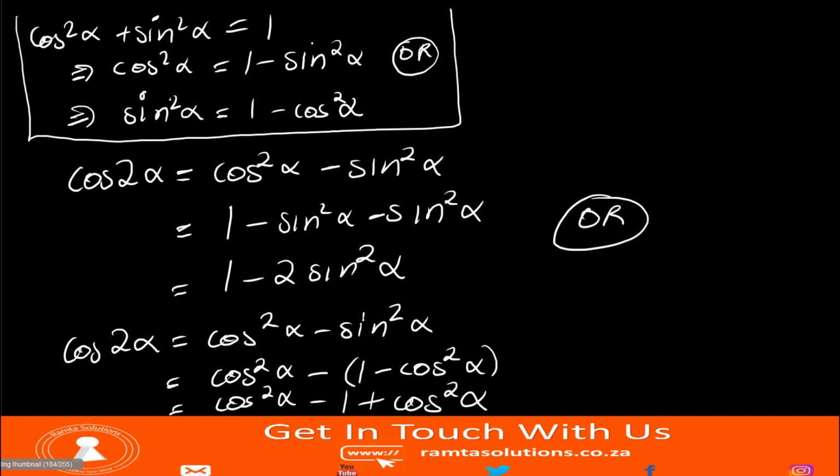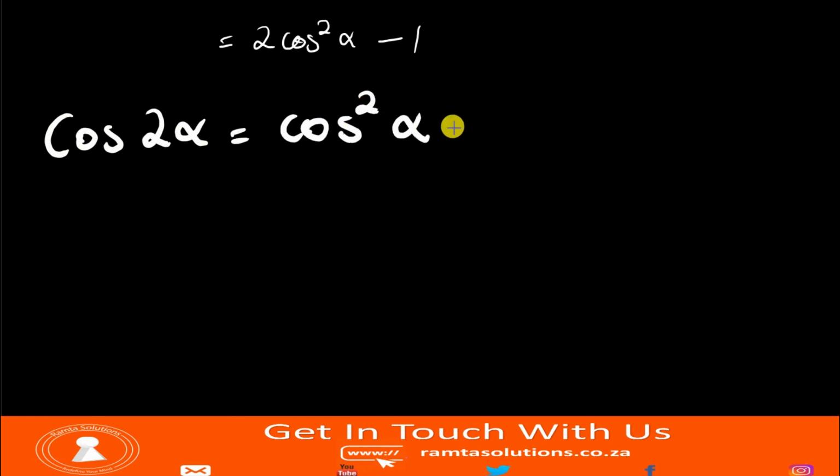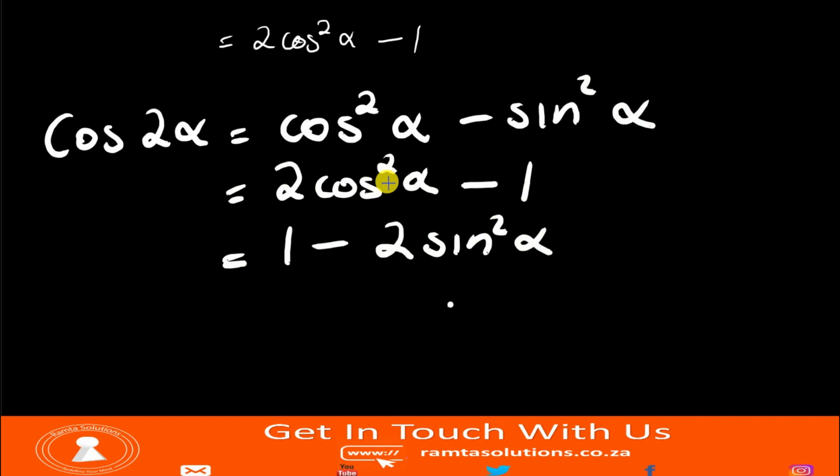So we can summarize this by saying double angle of cosine can be represented as, let me use a bigger font size. So we can therefore say cos 2 alpha is equal to cos square alpha minus sine square alpha. Or it can be 2 cos square alpha minus 1. Or it can be 1 minus 2 sine square alpha. So this is your formula for double angle of cosine.